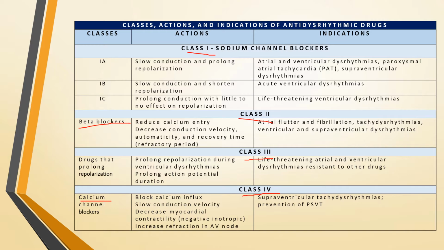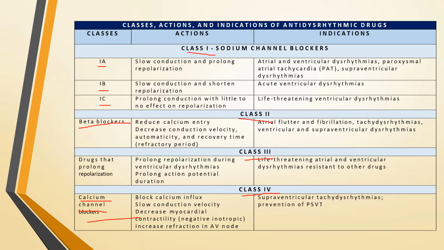What is the difference between them? So first, your class 1 is your sodium channel blocker. Again, it blocks sodium. So it has three types: class 1A, class 1B, and class 1C. So what is the difference between class 1A, class 1B, and class 1C?